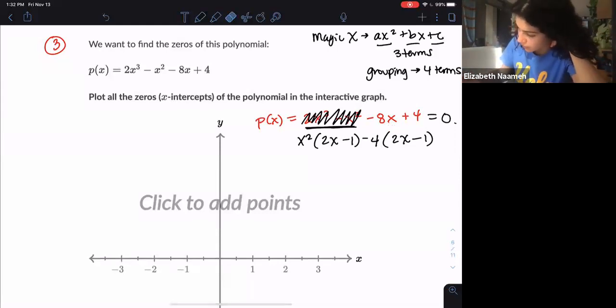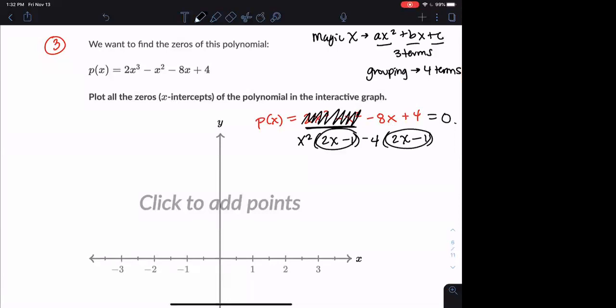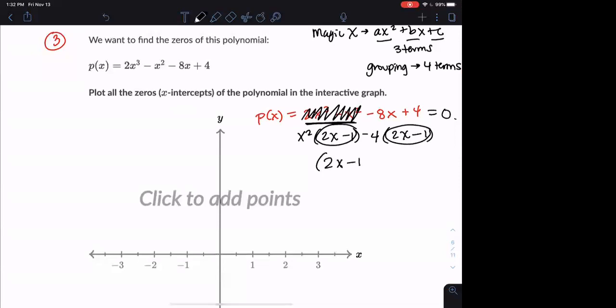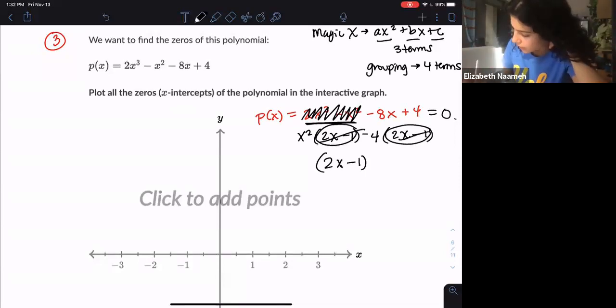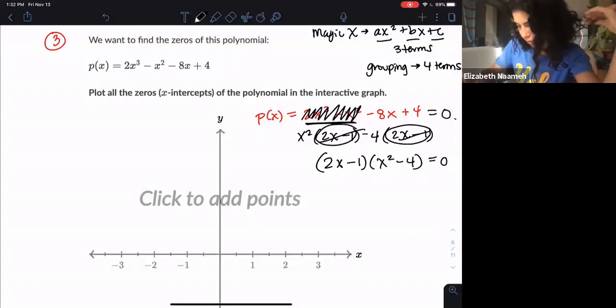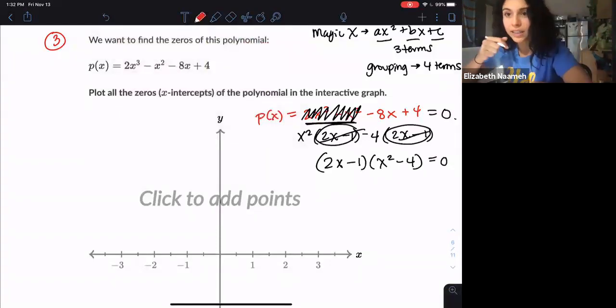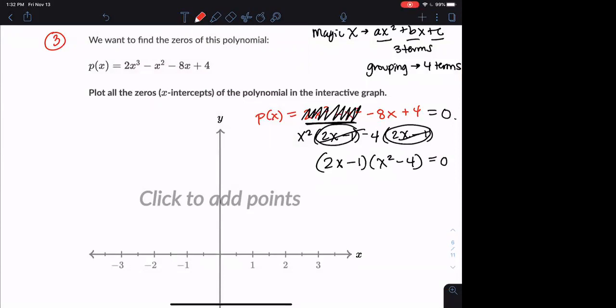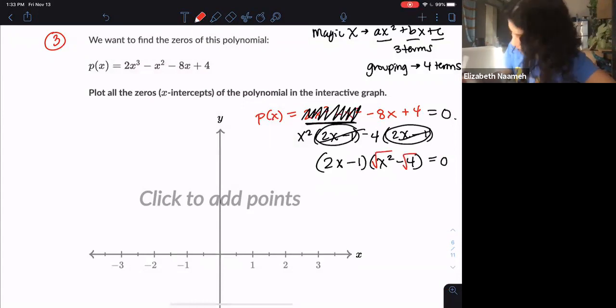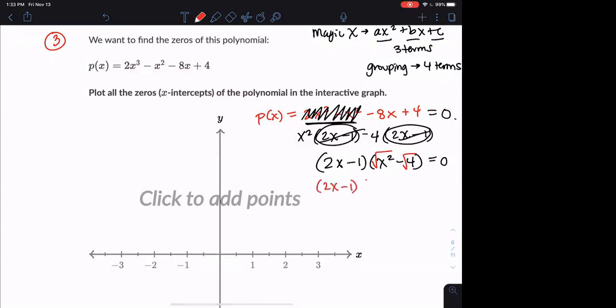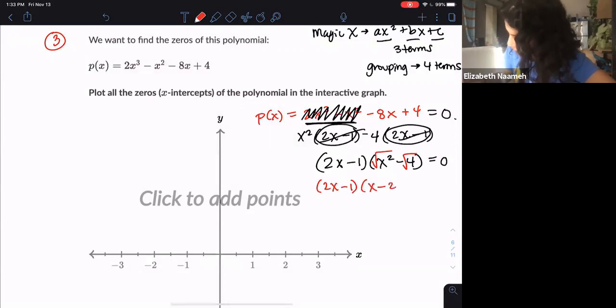Next step. Do you guys know what to do next? When you have grouping, you're going to circle these and then copy down the one that's the same, cross it out, you're done. Then you bring down what's left over. So I have an x squared minus 4. We're not done yet. What else can we do? What factoring opportunity is staring at you right now? Difference of squares. There you go. 2x minus 1 stays. And from this we have x minus 2, x plus 2 equal to 0.